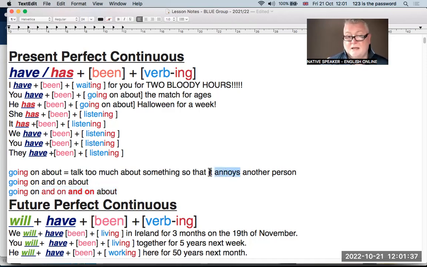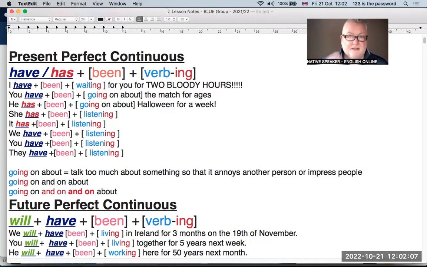And it may not annoy people. It could impress people. So, for example, if your son starts learning to play the piano and he absolutely loves it, you'd say, oh my God, he goes on and on and on about piano lessons. And the piano teacher would be, really? Oh, wow. Then that's a happy thing. So it's not always negative.